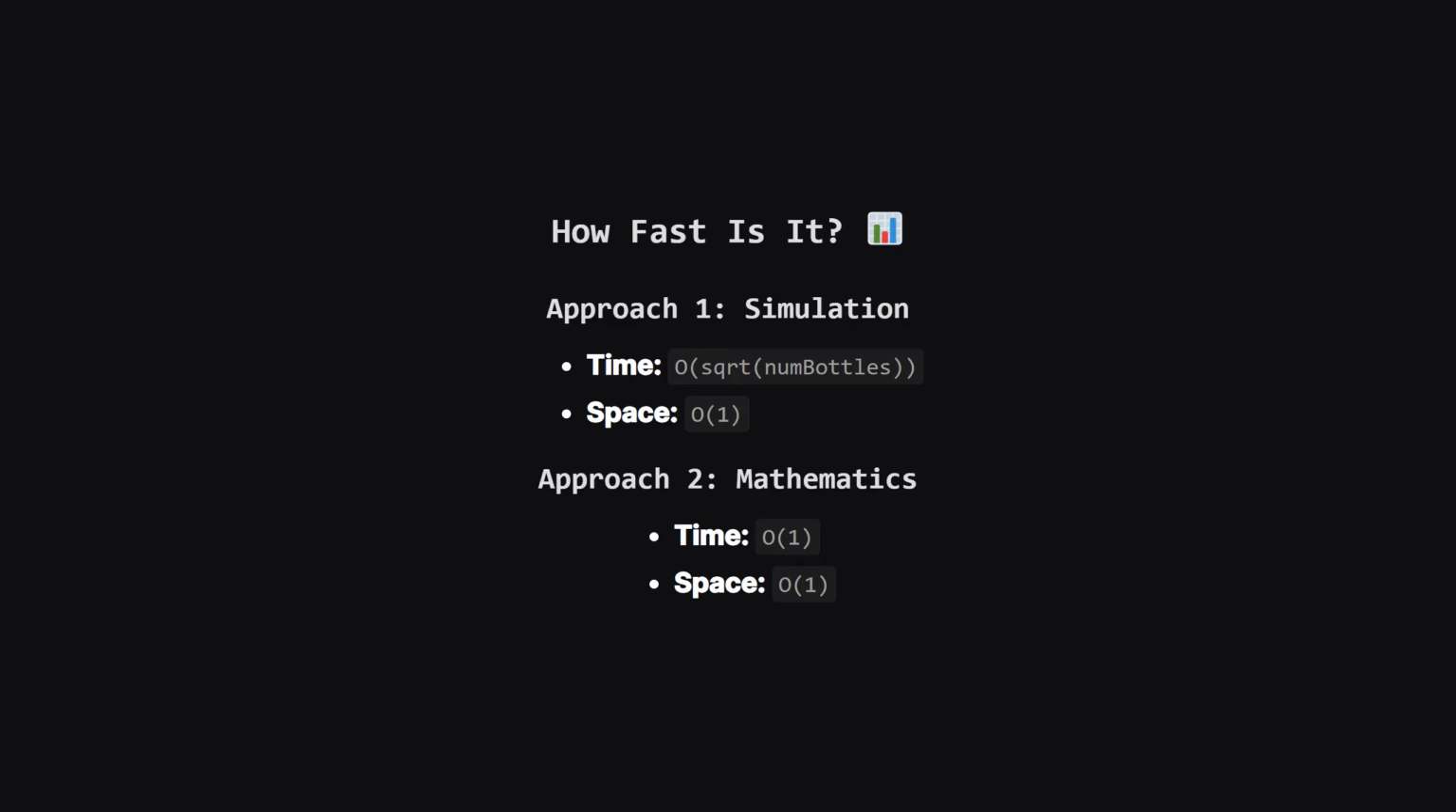The math approach, on the other hand, is constant time, or big O of 1, because it's just a few calculations, regardless of the input size. Both use constant extra space. The math approach is technically faster, but the simulation is often easier to come up with during an interview.